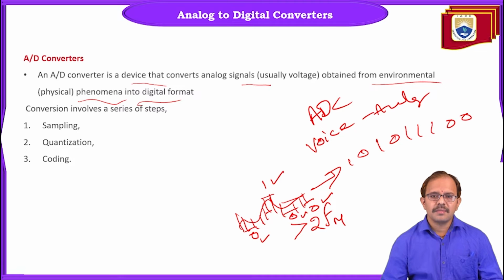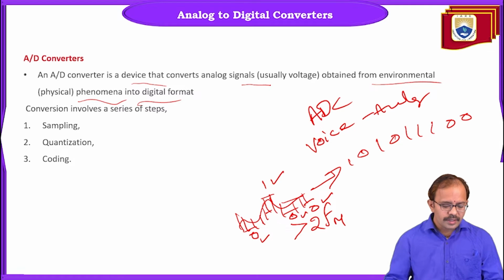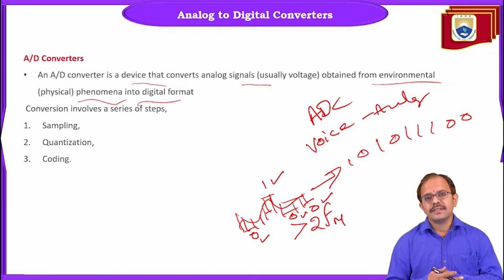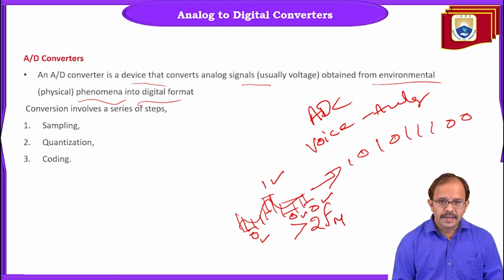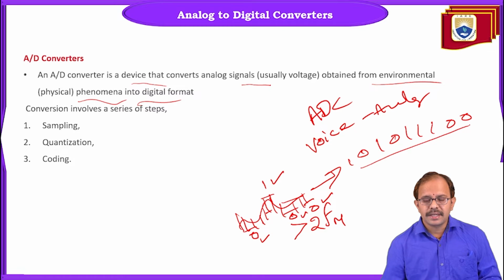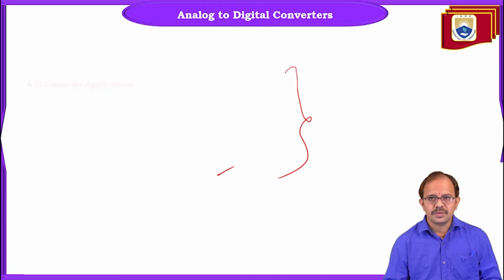And what are the common elements that appear in an analog to digital converter? There will be a sampling technique, there will be a quantizer, and finally the quantized levels are going to be assigned binary 0 or 1. So finally the data is going to be binary data which is expressed in terms of ones and zeros, right?